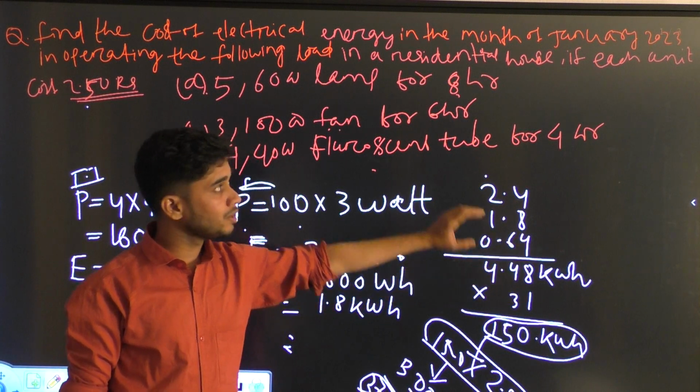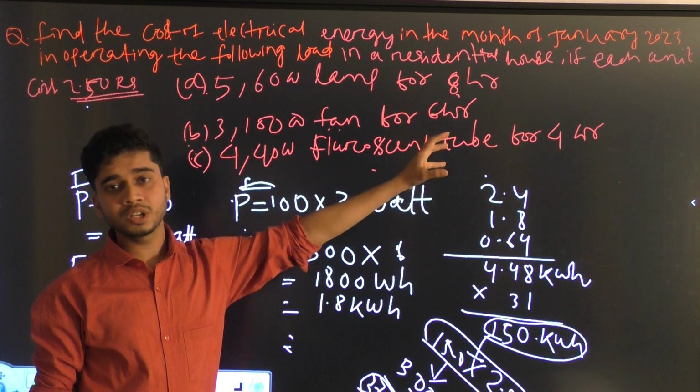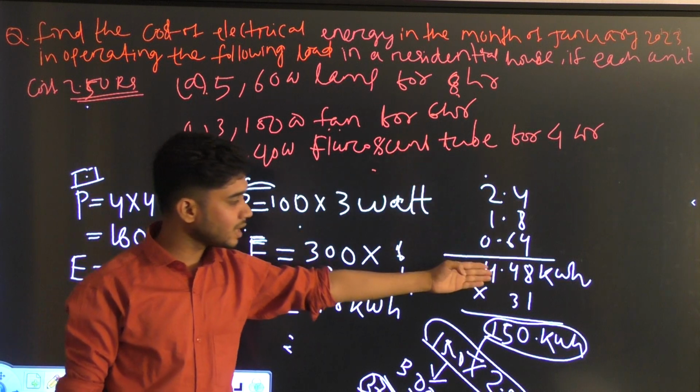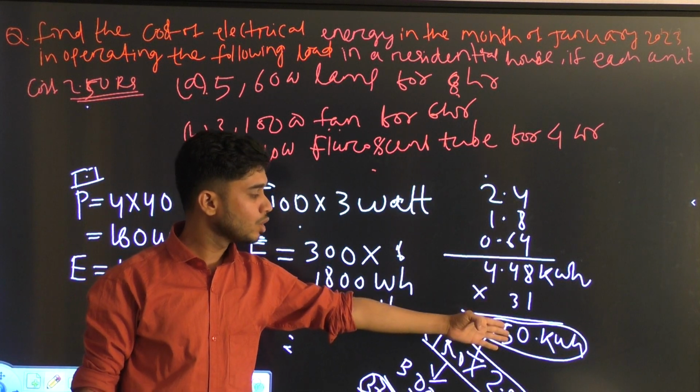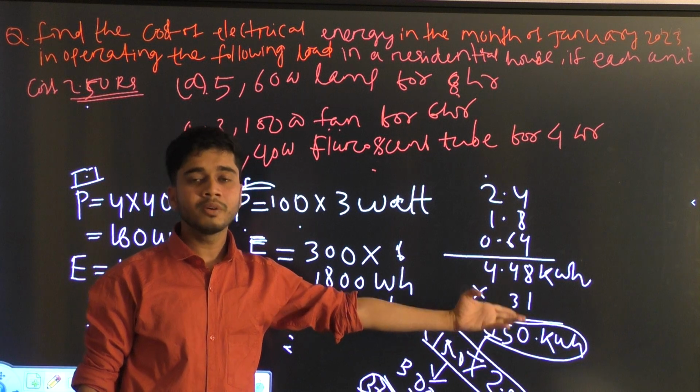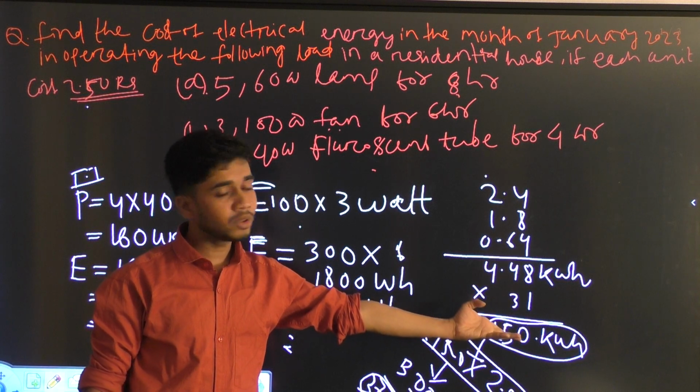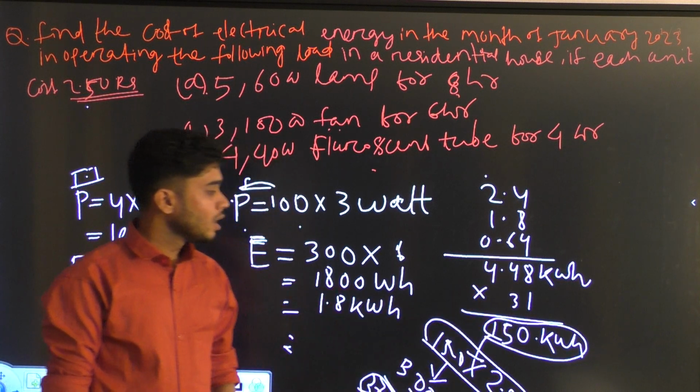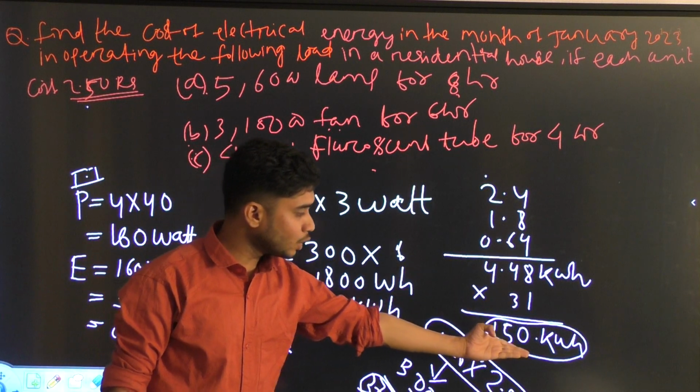But I need to calculate for the month of January what is the amount of energy consumed. How to calculate that? Multiply this number with 31. This will give you the total amount of energy consumed in 1 month, for the month of January. So this comes to 150 kilowatt hour.